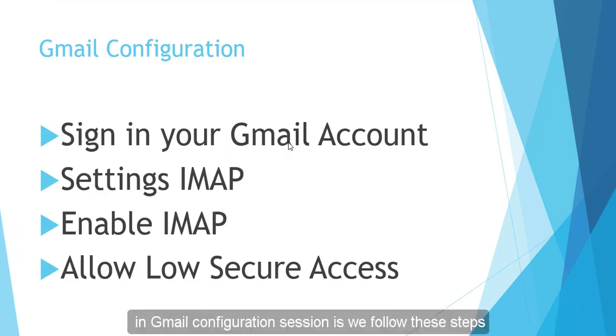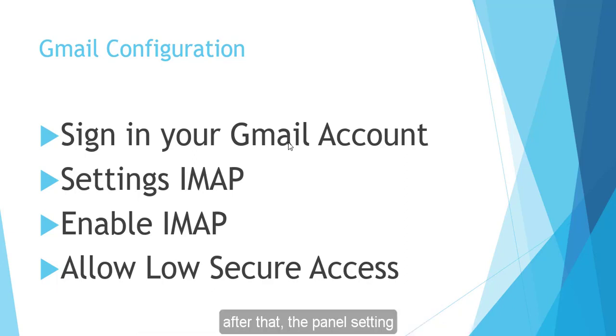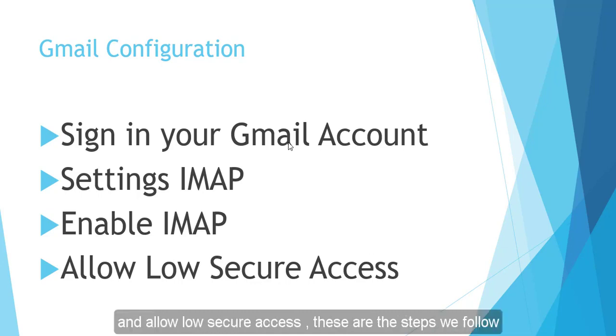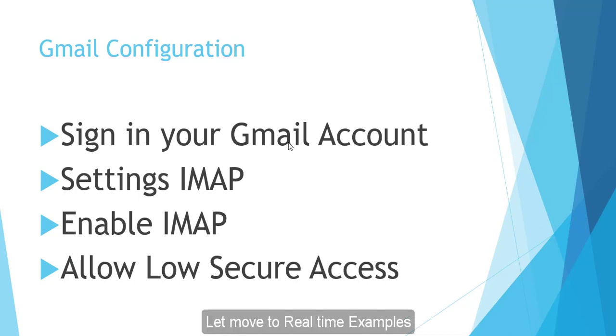In the Gmail configuration session, we follow these steps. These four steps are mainly for signing in to your Gmail account initially. After that, in the settings panel, we enable IMAP and allow less secure access. These are the steps we follow. Now let's go to real-time examples.